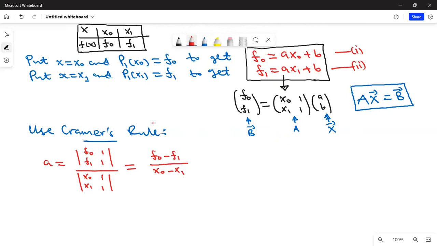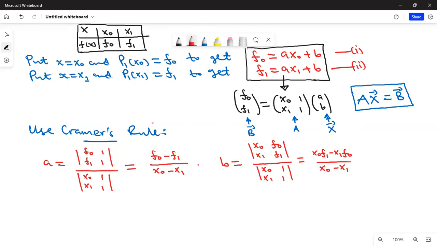Then, how do we get B? B is the same as the determinant where we replace the second column of the coefficient matrix by the right-hand side vector. So we'll have X0, X1, F0, F1 over determinant of X0, X1, 1, 1. So this is the same as X0 F1 minus X1 F0 over X0 minus X1.